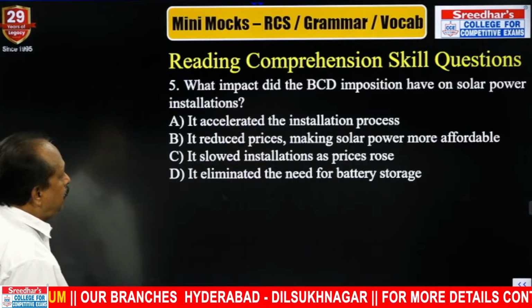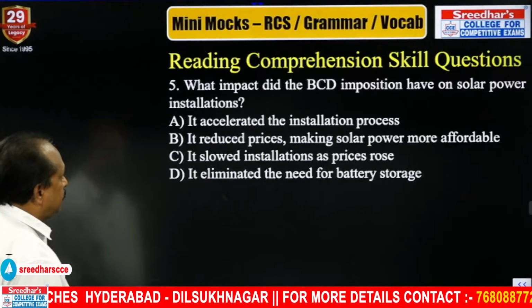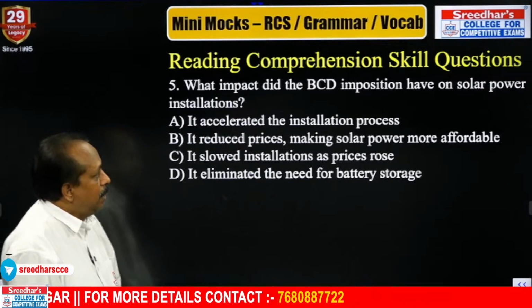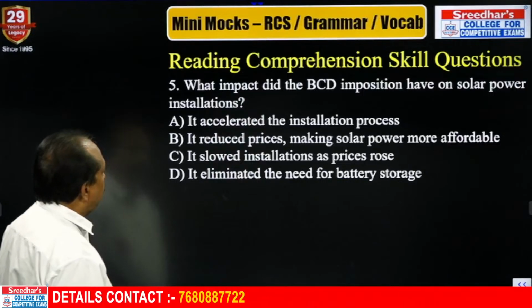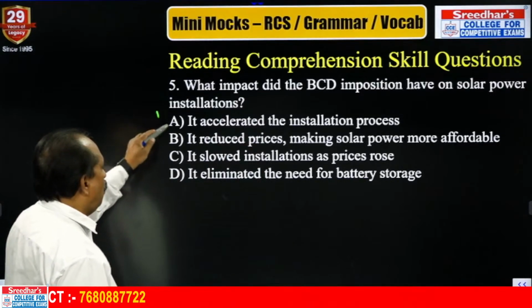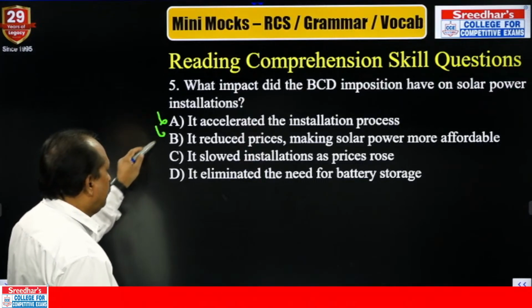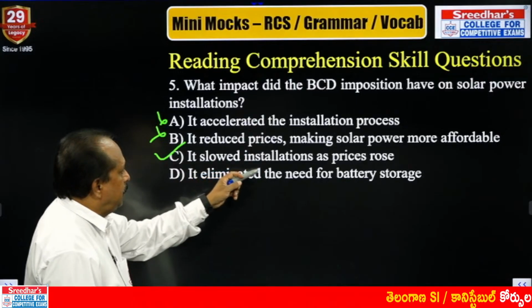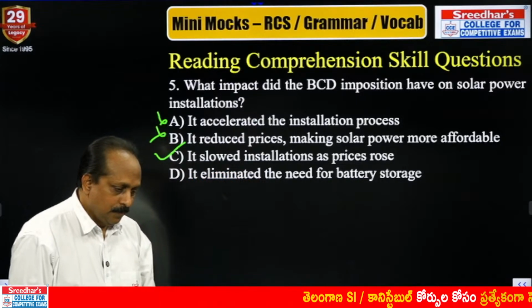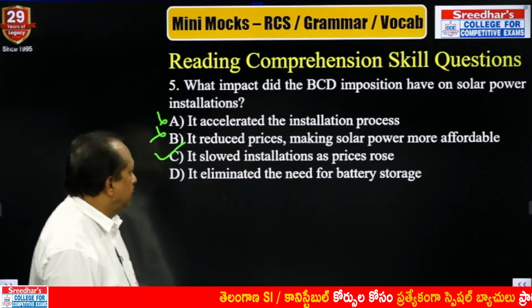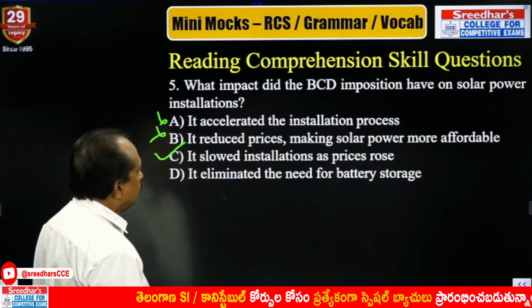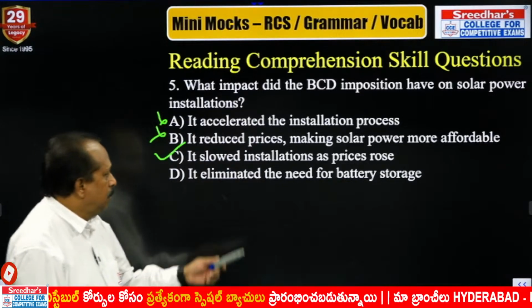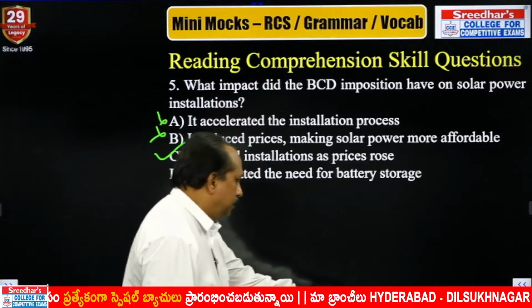What impact did the BCD imposition have on solar power installations? It accelerated? No. It reduced prices? No. Answer is what? C is the answer. No, no. It slowed installations as prices rose. No, not B. C is the answer. It did not reduce prices. It increased the prices and slowed installations. Answer is C.